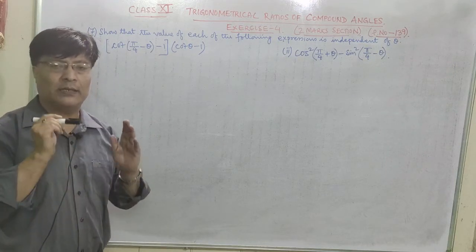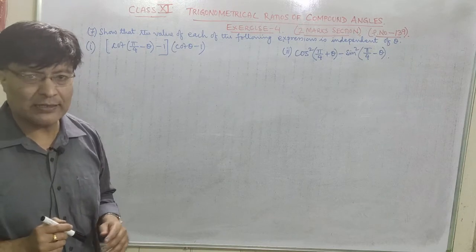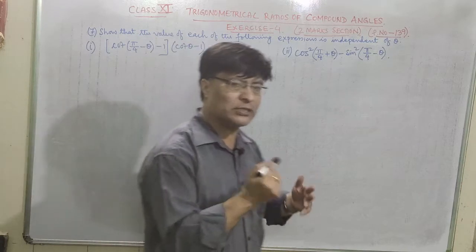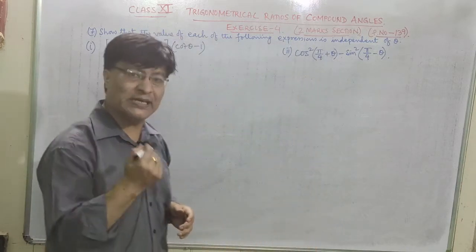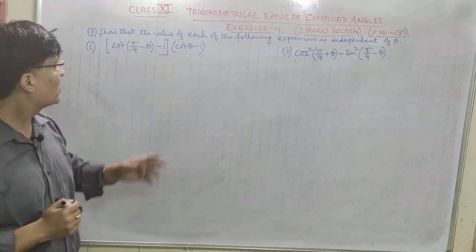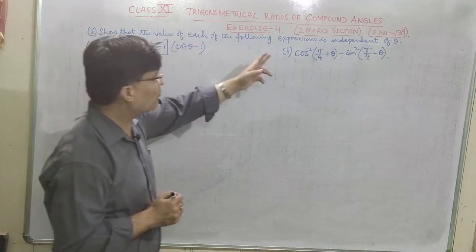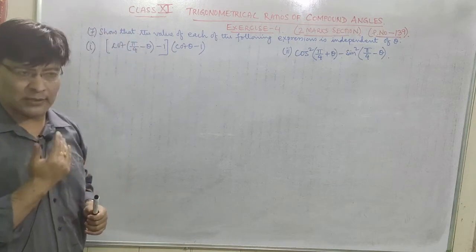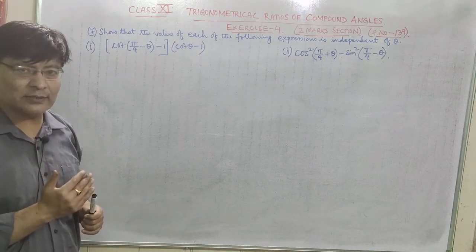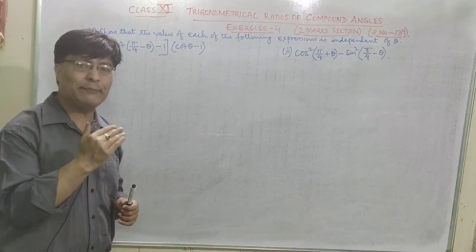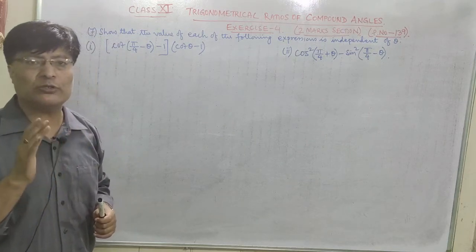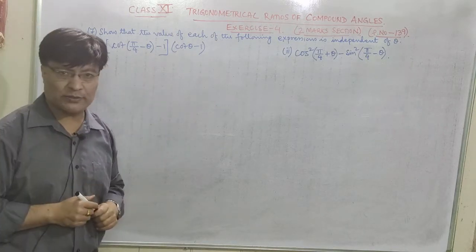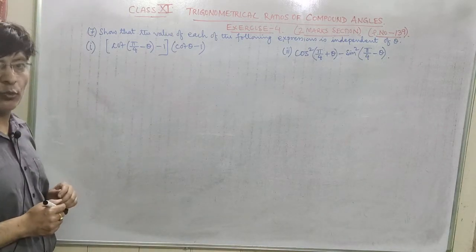It should be independent of theta. That is, the answer of these two questions must be independent of theta. Okay. So you have to prove that the value of each of the following expressions is independent of theta. So you have to find the value of this expression, and the answer should be independent of theta. There should be no term containing theta after simplification of these two expressions. Okay. So let's do question number 1.